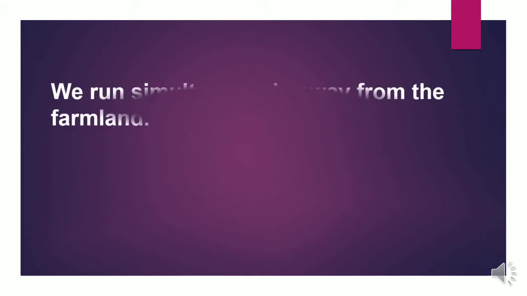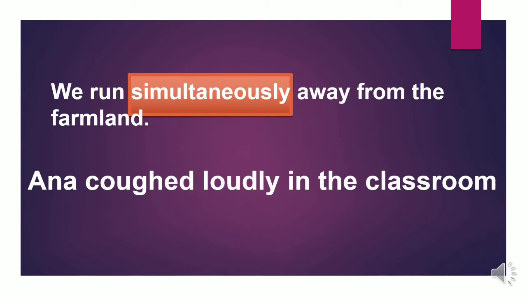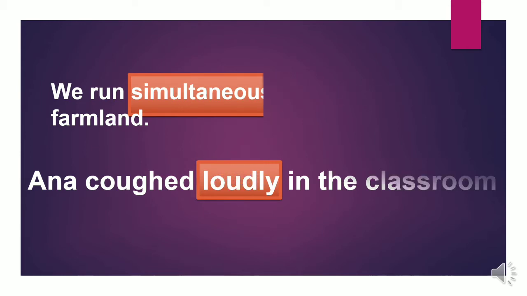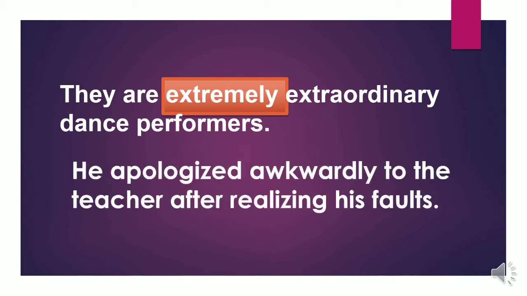Another sentence: We ran simultaneously away from the farmland. The adverb of manner is simultaneously. Next, Anna coughed loudly in the classroom. The adverb of manner is loudly. Another sentence says, they are extremely extraordinary dance performers. What is the adverb? It is extremely. Another one: he apologized awkwardly to the teacher after realizing his faults. What is the adverb? It is awkwardly.